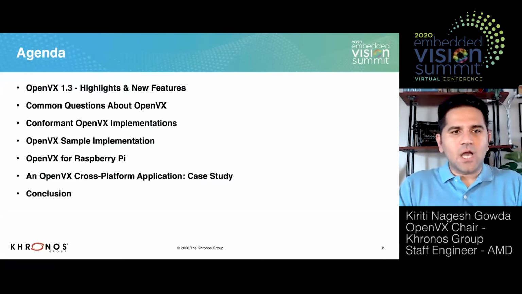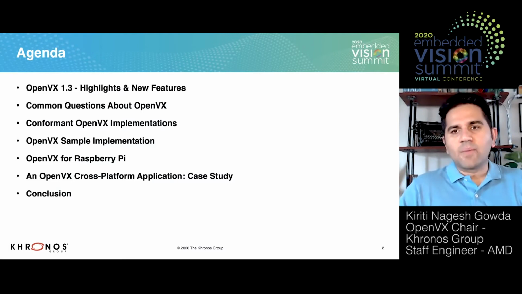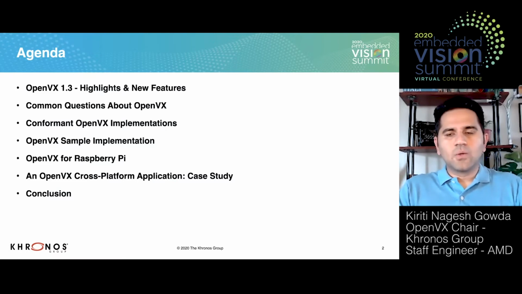Today's talk agenda will be highlights and new features of OpenVX 1.3. We'll talk about some common questions about OpenVX. We'll talk about what an OpenVX conformant implementation is, and then we'll move into the OpenVX sample implementation, and then we'll talk a little bit about OpenVX for Raspberry Pi, and then we'll take a deep dive into a case study for an OpenVX cross-platform application. And then we'll conclude with key takeaways and what to look for in the future. And we'll open up the floor for questions.